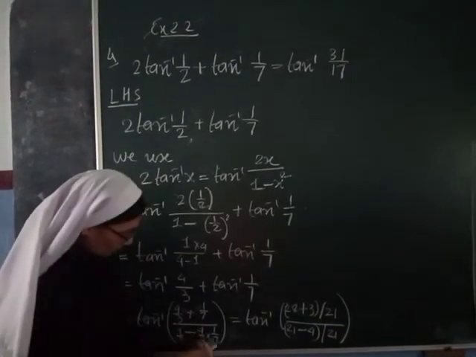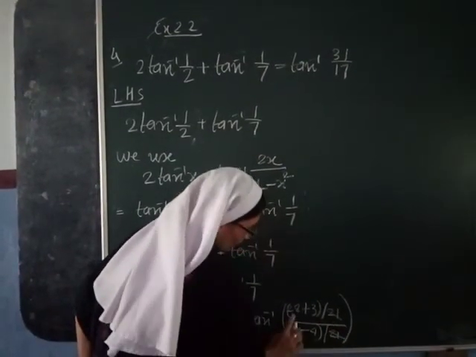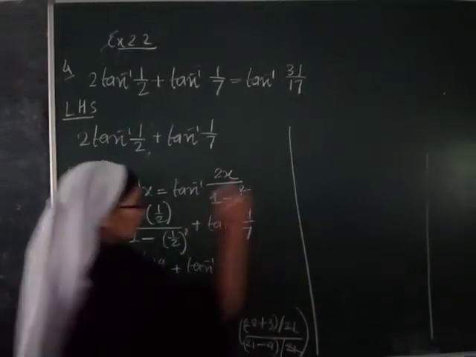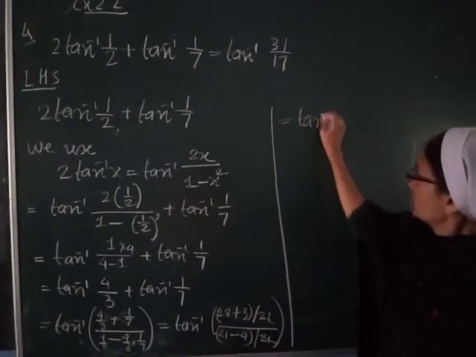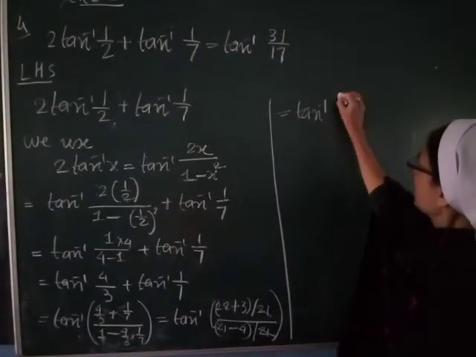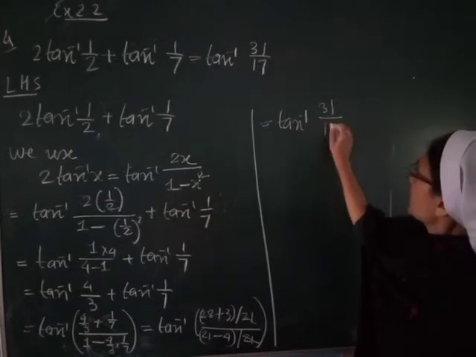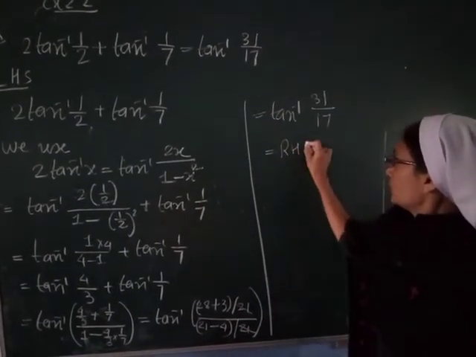Don't cut the terms, even if it cuts. So 21 and 21 will cancel. 28 plus 3, so what you get is tan inverse of 28 plus 3, which is 31, and 21 minus 4 is 17, and that is your right hand side. Hence proved. Okay.